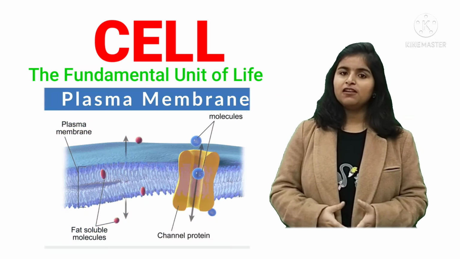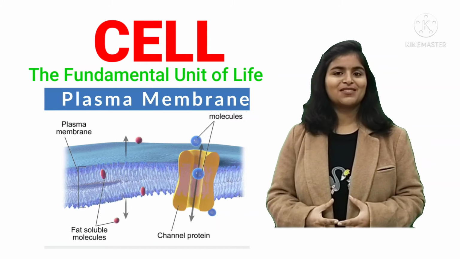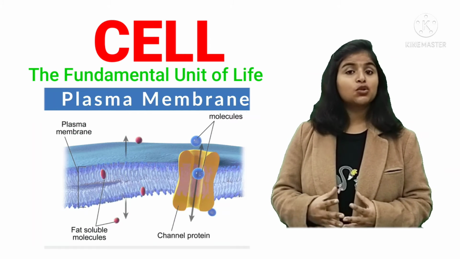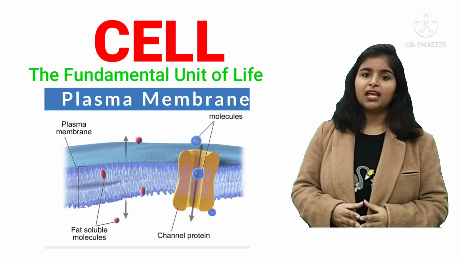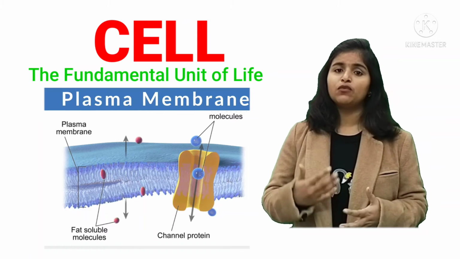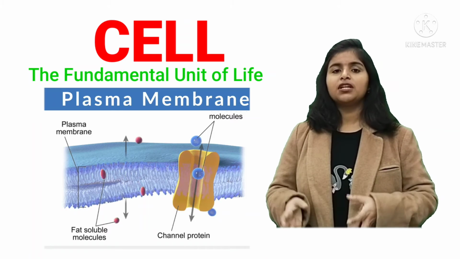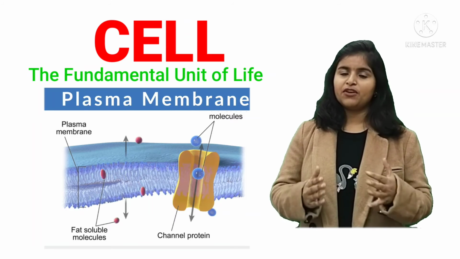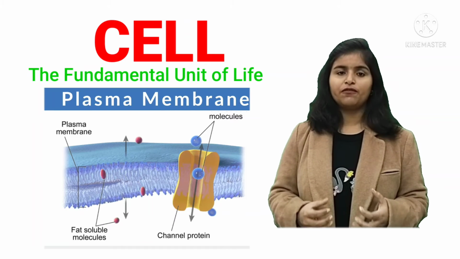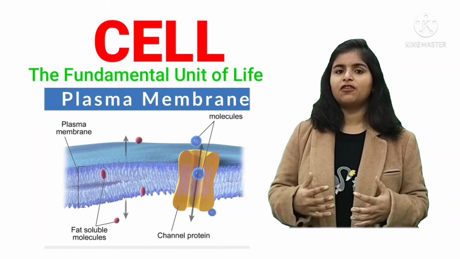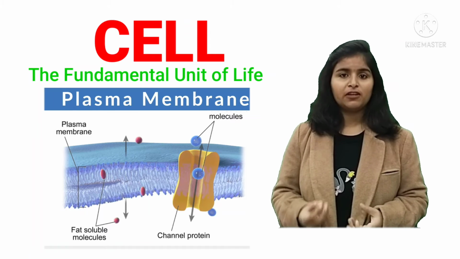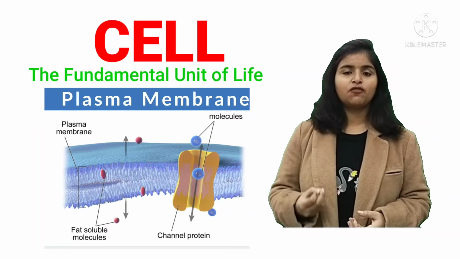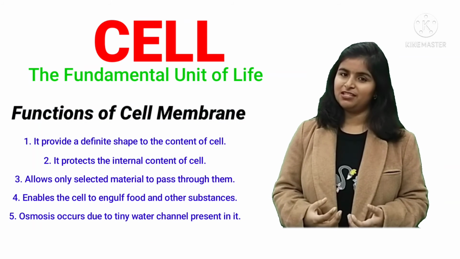First of all, we will study the plasma membrane. It is also called the cell membrane. It is found on the outside of the cell, which separates the cell from the outside world. It consists of a bilayer of lipids, known as phospholipids, and proteins.